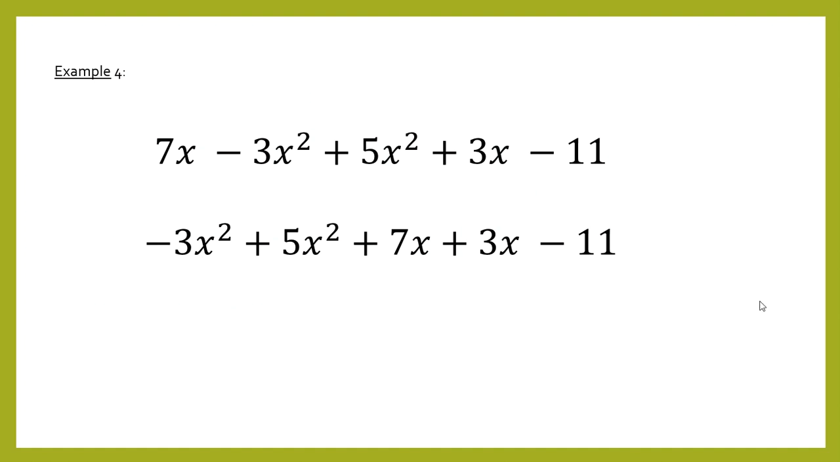From this point, now that we have everything grouped together, we're just going to simplify. So if I have negative 3x squareds and positive 5x squareds, I'm going to get 2x squareds. And 7x plus 3x is going to give me 10x. And then I have my minus 11 here. So hopefully that gives you a pretty good idea of what we're looking at here.